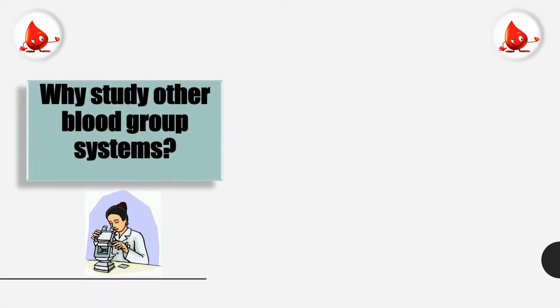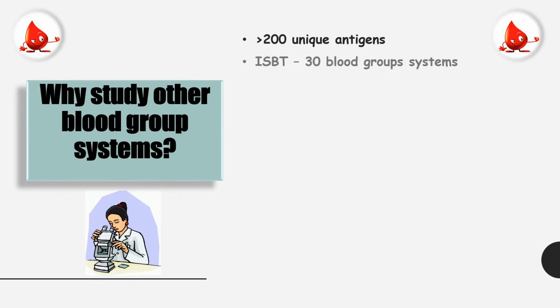Why do we study other blood group systems? In addition to the antigens of the ABO and Rh blood group systems, more than 200 unique antigens have been documented on red cells. At the present time, the International Society of Blood Transfusion has defined 30 blood group systems. In traditional terms, the blood group antigen has been considered the target of a red cell alloantibody or autoantibody.